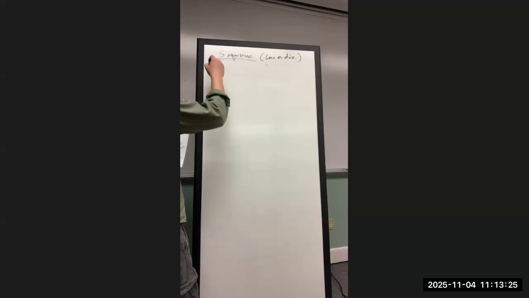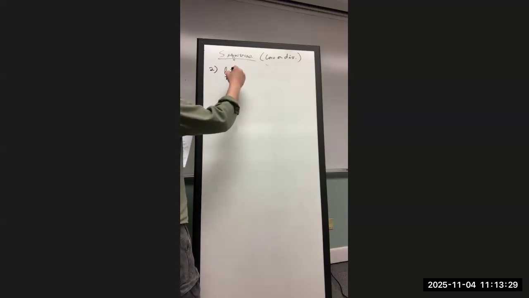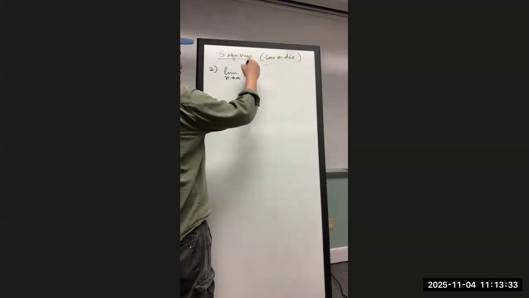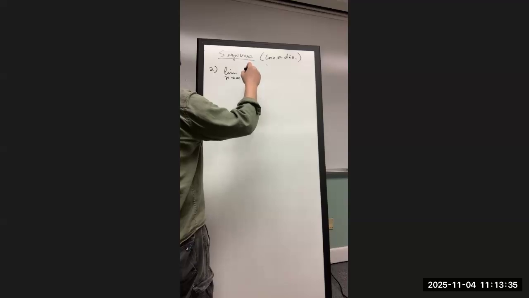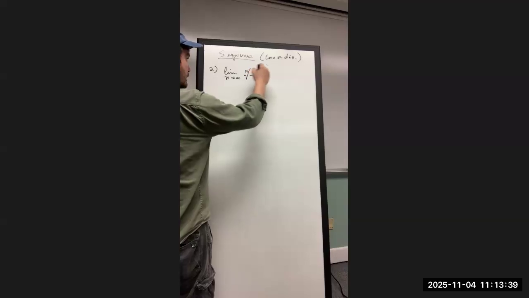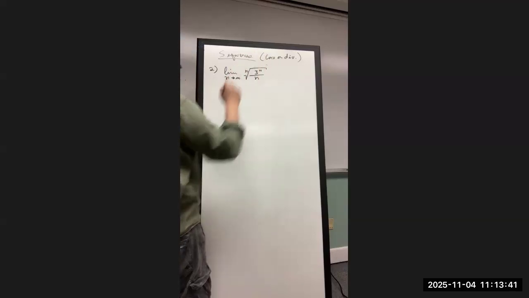All right, now we're going to look at the limit as n goes to infinity of this guy. The nth root of 3 to the n over n.